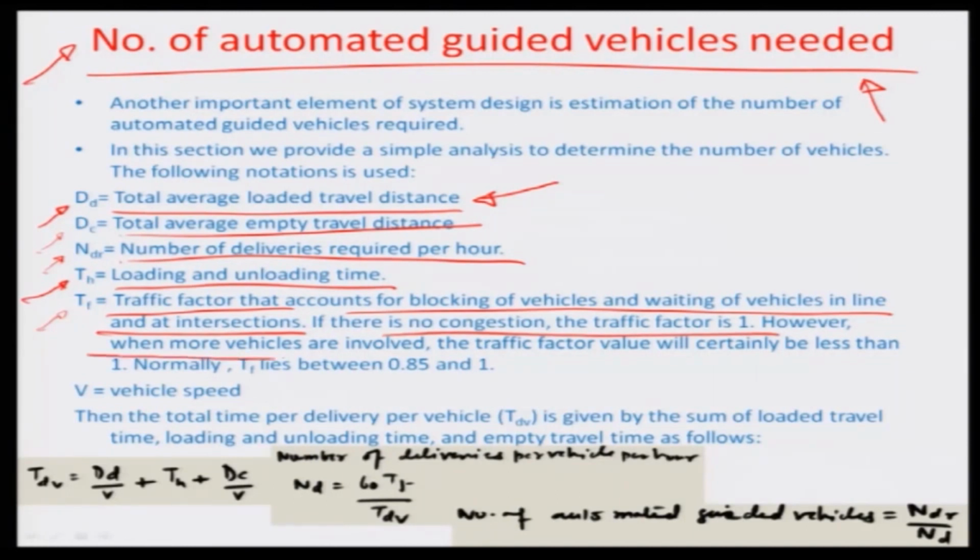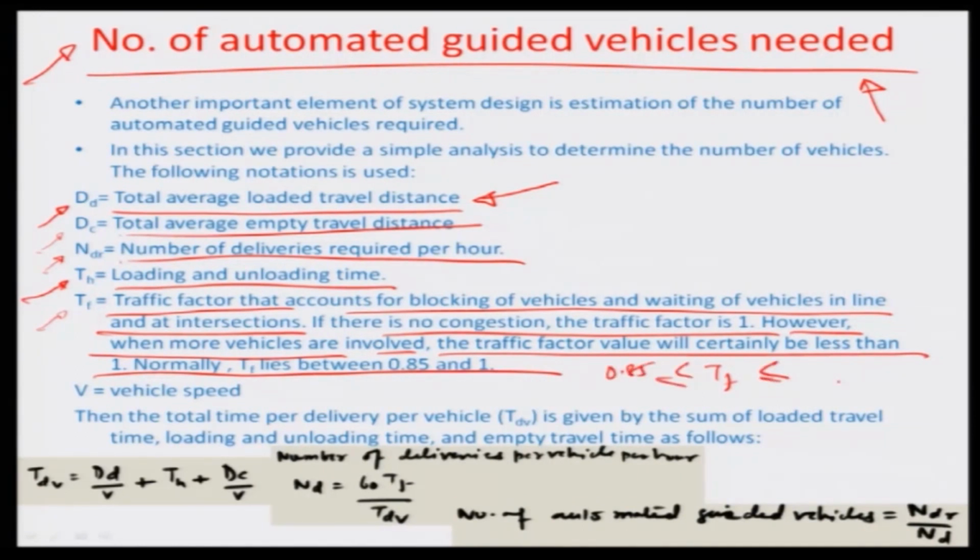So if there is no congestion, the traffic factor can be considered to be 1. However, when more than one vehicle is involved, the traffic factor would certainly be less than 1. Normally Tf would lie between 0.85 to 1. That's how you have to design your system. And if we consider v to be the vehicle speed, then the total delivery time per delivery per vehicle, TDV, will be given by the sum of loaded travel time, loading and unloading time, and the empty travel time as follows.